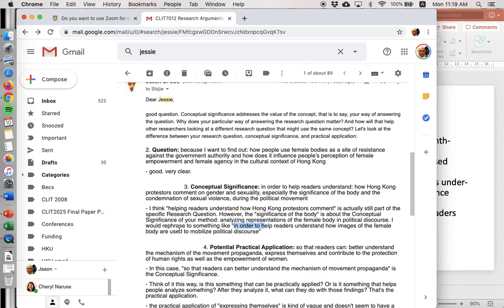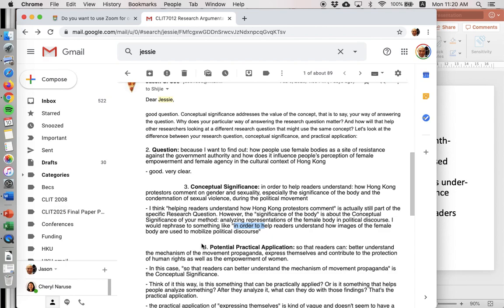If you understand it and analyze how it's represented, then you can use that to understand political discourse and how it's mobilized in different ways, whether that's in Hong Kong protest movements or in, I don't know, an Oscar campaign for a movie or something, or the ways that women's bodies are used when it comes to selling cosmetics or something like that.